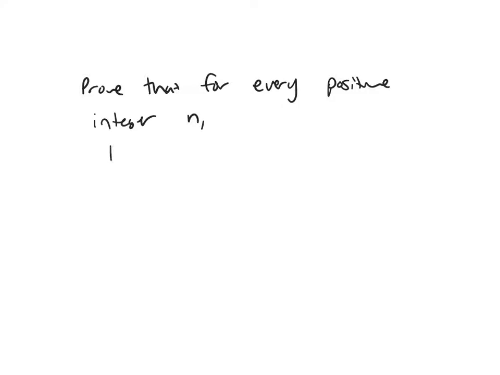So now what I want us to do is to prove that formula from the last video, so that for every positive integer n, 1 squared plus 2 squared plus ... plus n squared equals n(n + 1)(2n + 1) over 6.